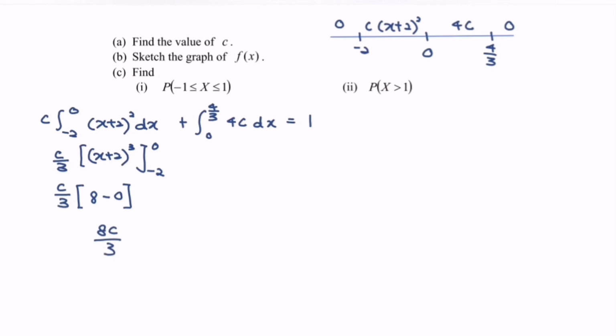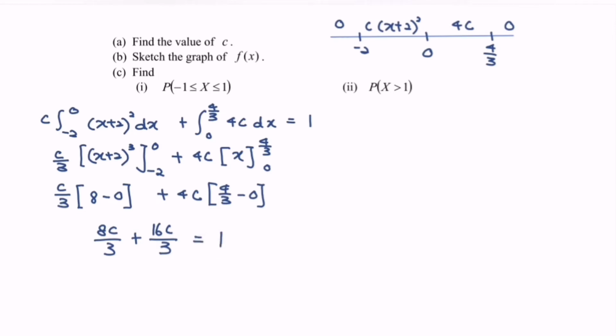Plus the second part, where we have 4c. If we integrate 4c, we will obtain 4c times x with the limits 4 over 3 and 0. Substitute the values, so we will have 4c bracket 4 over 3 minus 0. As a conclusion, 16c over 3 equals 1. Simplify, and we will have 8c equals 1, so c will be equal to 1 over 8.